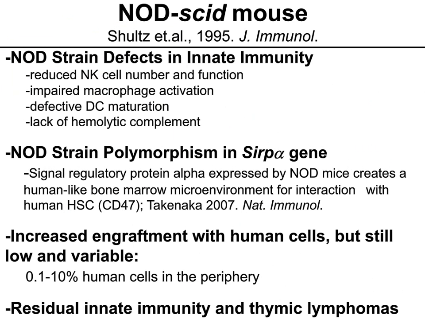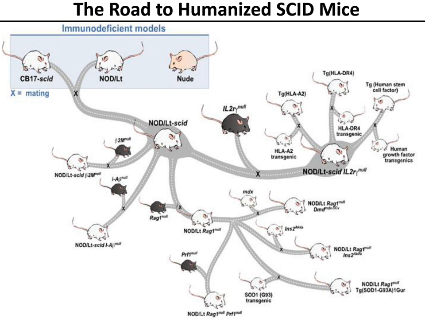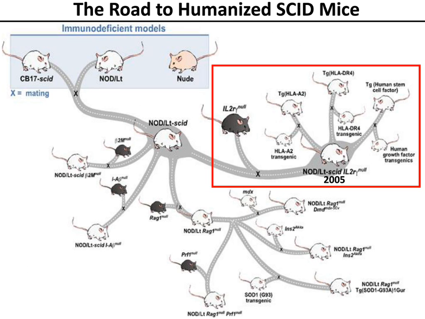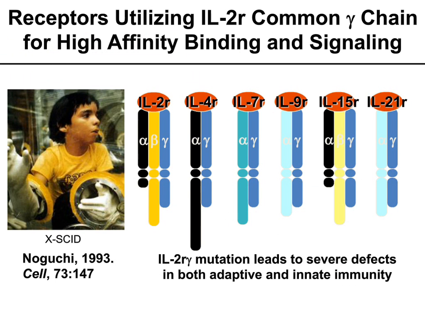So the next step on the roadmap to create humanized mice was to take the NOD-scid animal and target the IL-2 receptor gamma chain. So why the gamma chain? The gamma chain is actually a component of high affinity cytokine binding and signaling for a number of cytokines which are critical in hematopoiesis, and these are listed below, including IL-2, 4, 7, 9, 15, and 21. And when you knock out the gamma chain, you eliminate high affinity cytokine signaling for all of these cytokines.